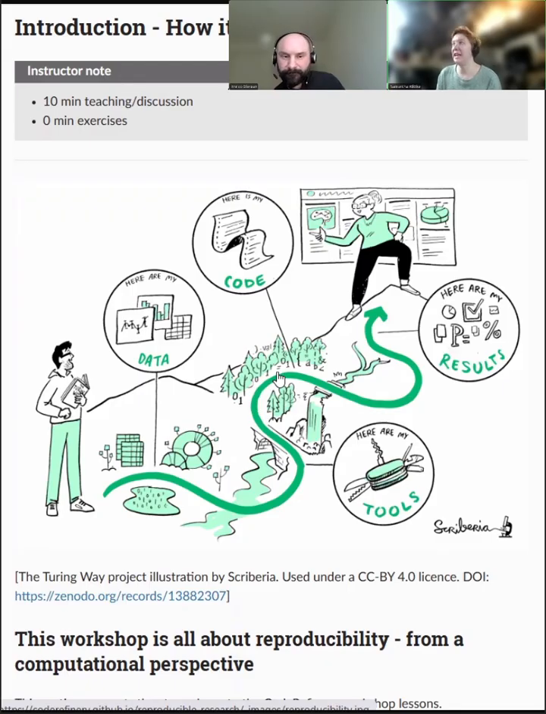In general, we could say that this workshop is all about reproducibility from the computational perspective. So you can see up here a picture from the Turing Way project, which I highly recommend to look into if you haven't heard about it. We also have a link about that later in the lesson, where there is the pathway on how you can get to your research output in the end. So first you have the data, then you have the tools, then comes the code and the results. And all of these you can share if you want to.